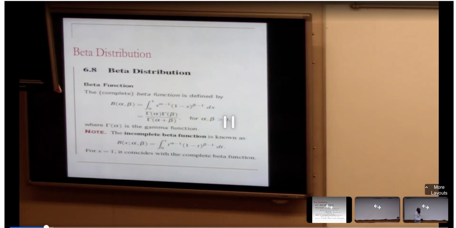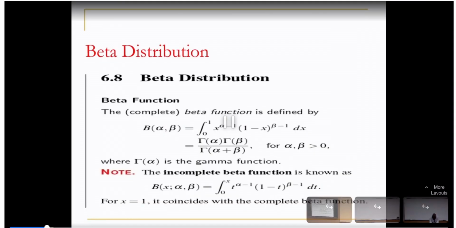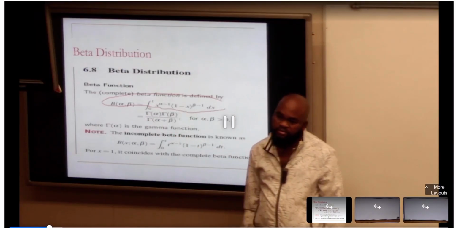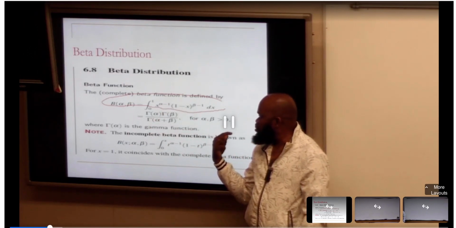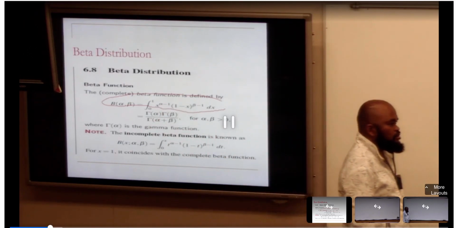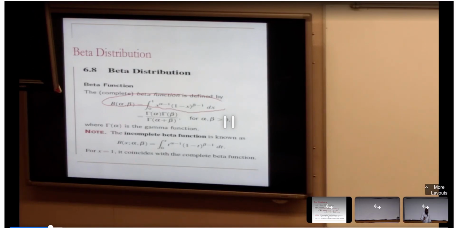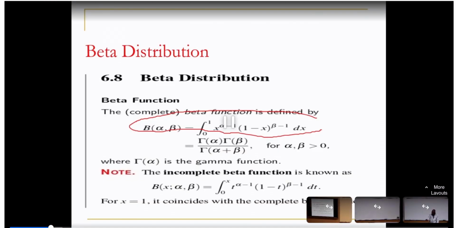Now I need you to pay attention. When you take a look at what I have here, that is the integral derivation of a beta function. The range of x has to be from 0 to 1, and you need to have x raised to power alpha minus 1 and 1 minus x raised to power beta minus 1. So that is an integral derivation of a beta function.